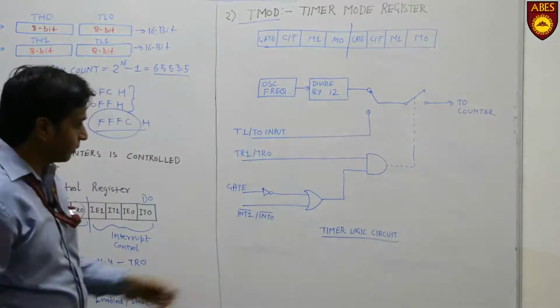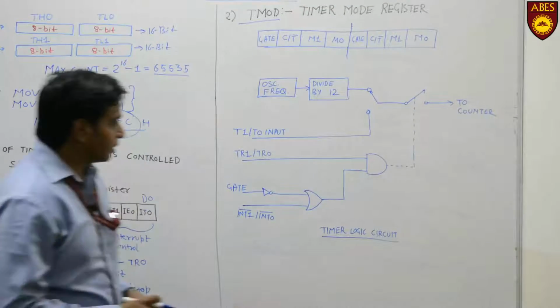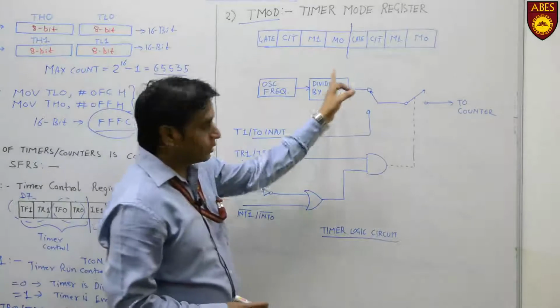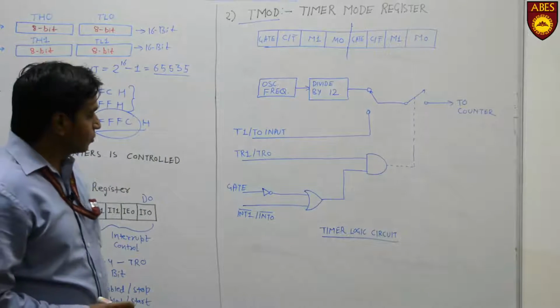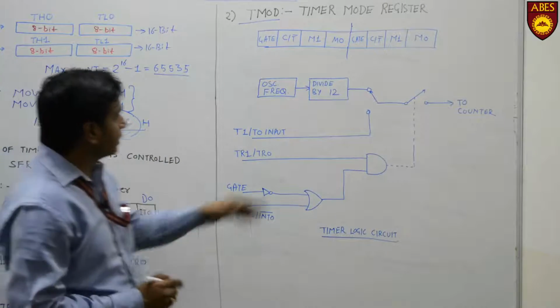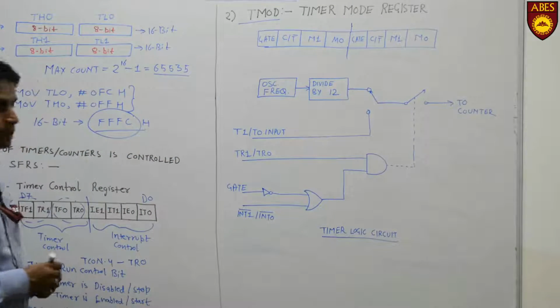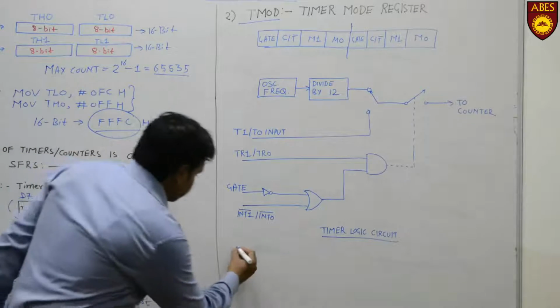diagram. This is a timer logic circuit diagram. It is a combination of various logic gates and the oscillator frequency divided by 12 circuitry. So this is useful to understand the function of the C/T bar bit and the gate. First we will see the function of C/T bar. What is the meaning of C/T bar?